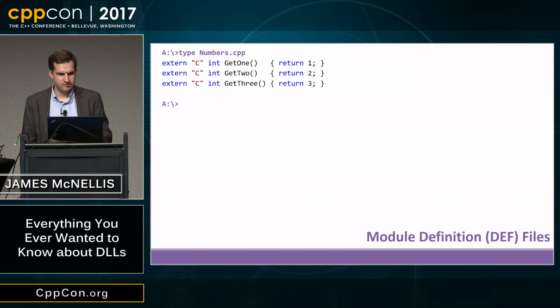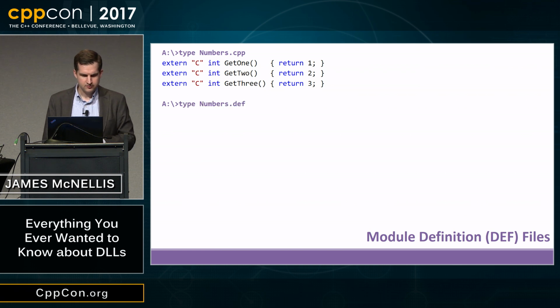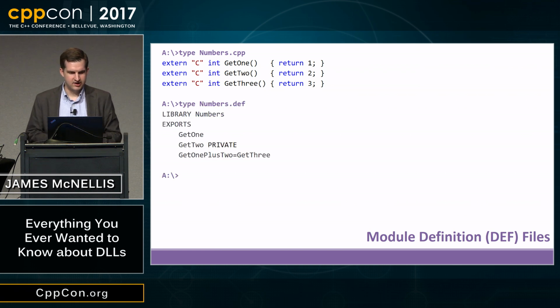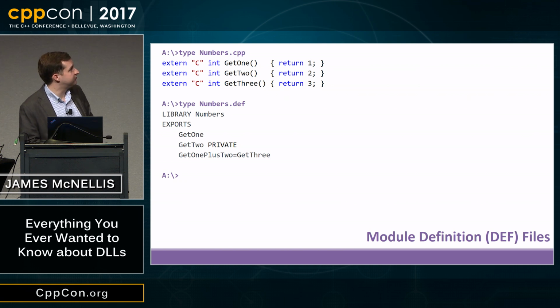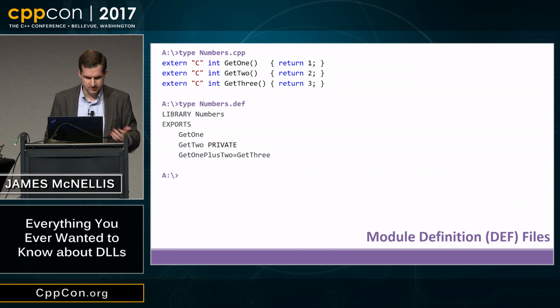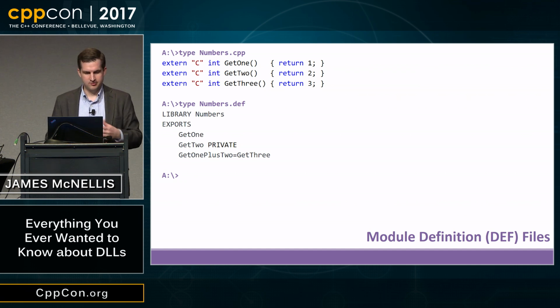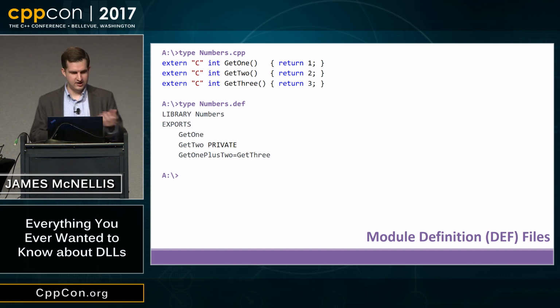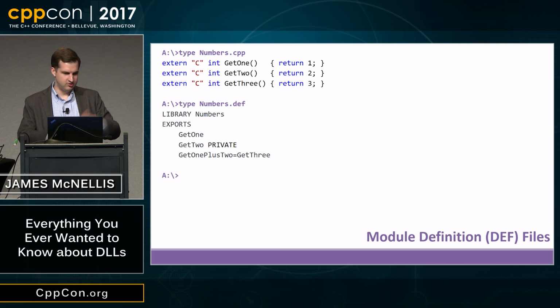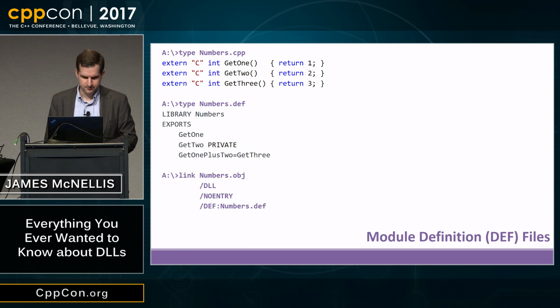So our numbers program is still the same as it was before, but now we have a new file called numbers.def. This file just says this is a module definition file for numbers.dll. The DLL is implicit. And then it has the list of exports. So here we export the get1 function. We're going to export get2 as being private. And then we'll do the rename trick. I'm just doing this to show you the syntax of the different options.